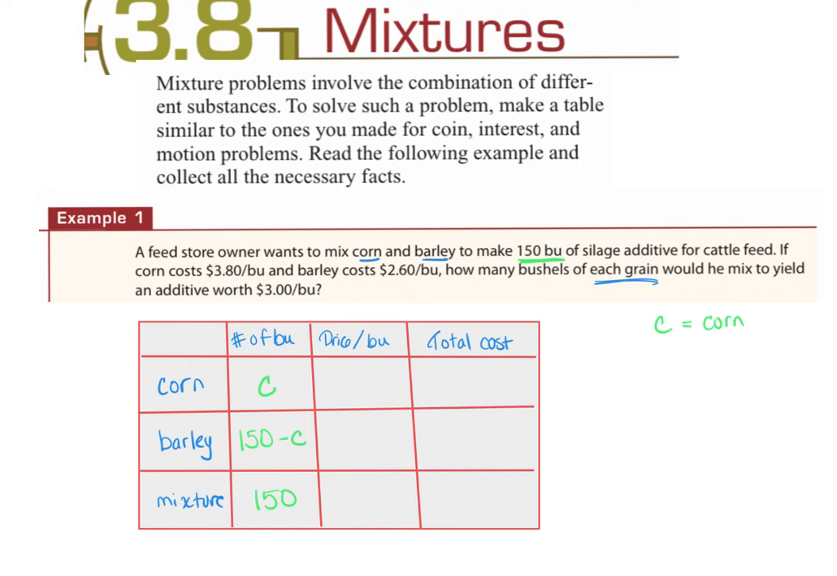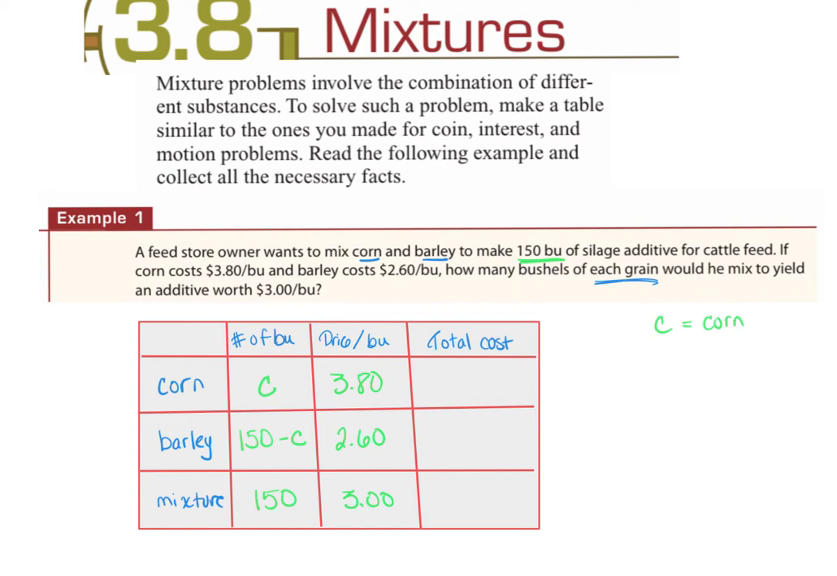How much does the corn cost? Did they tell us? Okay. How much does the corn cost? $3.80, right? So I'm going to put that in my price per bushel for my corn. Did they tell me how much my barley cost? $2.60, right? Did they tell me how much my mixture is going to cost? This column you do not add down, okay? You don't add down here. They told you how much he wants it to cost. How much does he want this to cost? $3.